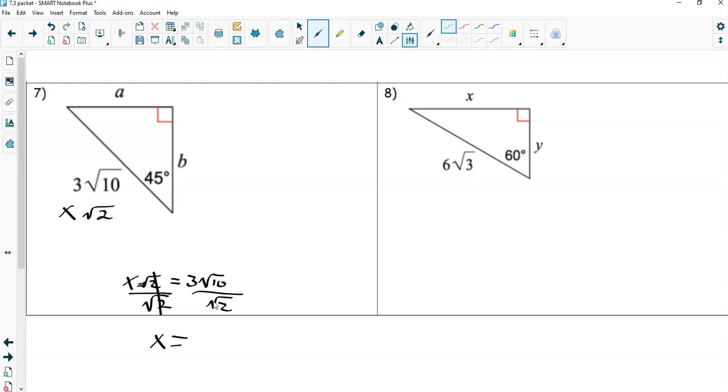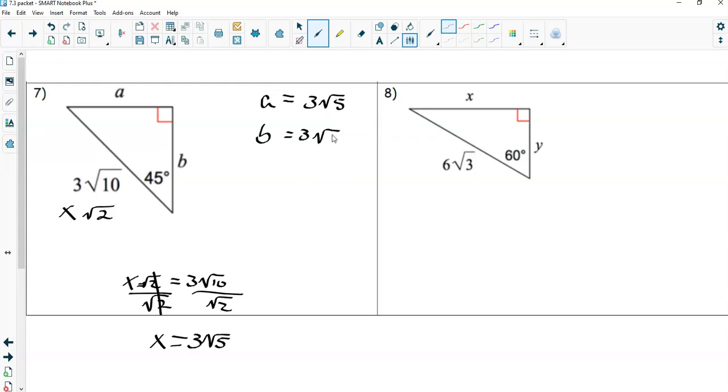Since this is under the radical and this is also under the radical, I could divide 10 divided by 2. You see, the square root of 10 divided by the square root of 2 is the square root of 5. So that means x is 3 times the square root of 5. So that means a and b, which are the legs, is going to be x, which is 3 times the square root of 5. So a and b is going to be 3 times the square root of 5.